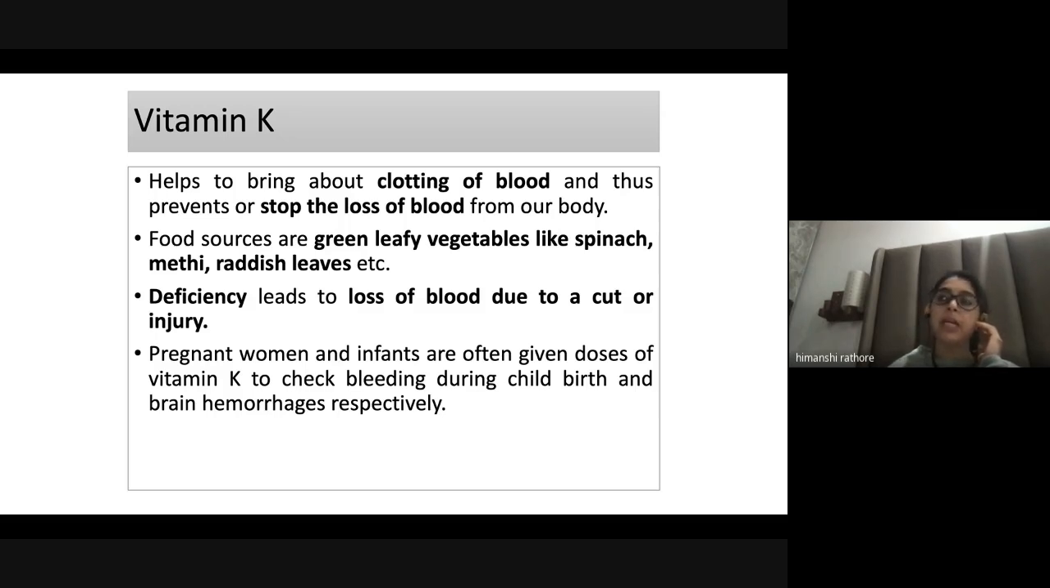So vitamin K is very important for pregnant women and for infants, and that is why the government has started this scheme that vitamin K has to be given during that particular stage. So I guess it is clear for you all that vitamin K is important, and especially during pregnancy, vitamin K is important.